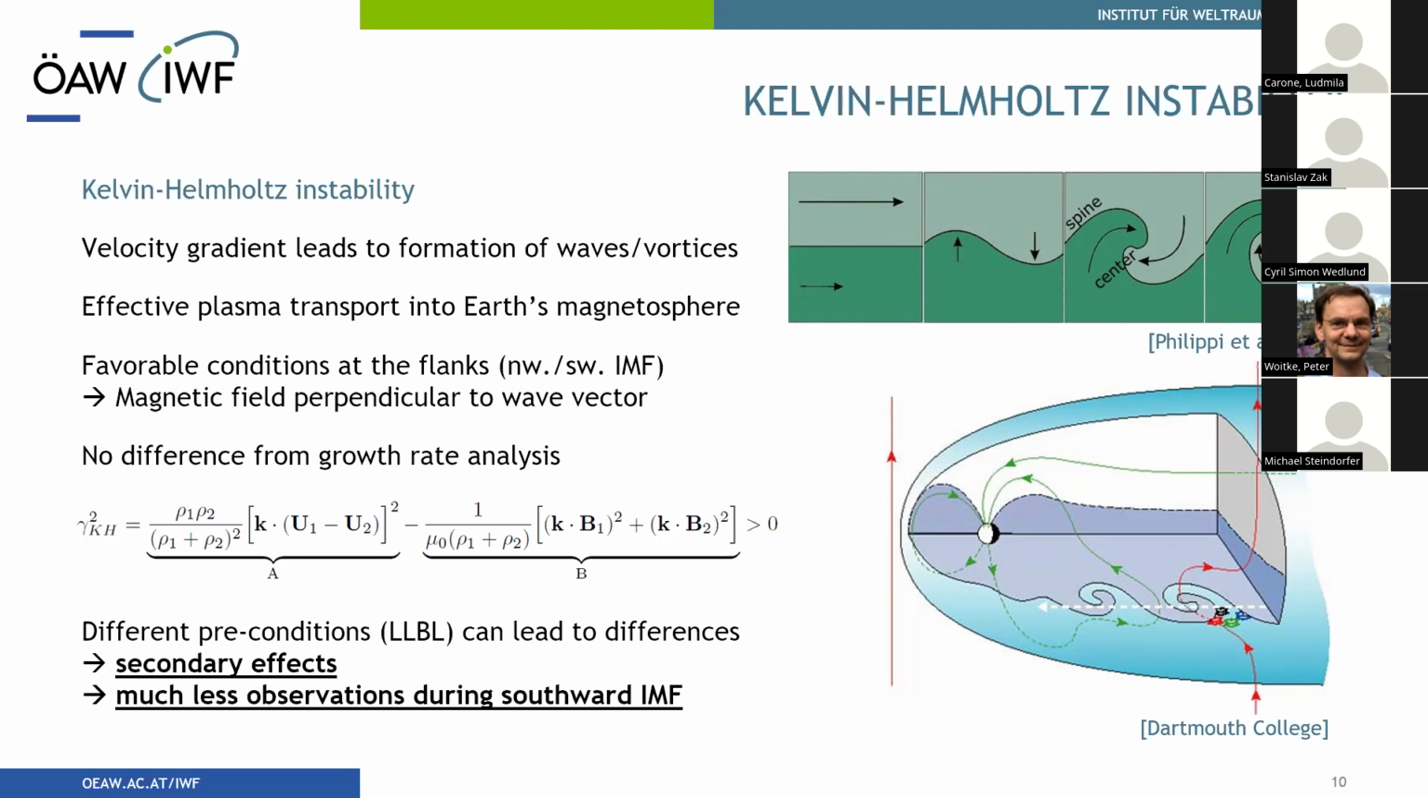However, in data, we see very strong differences. And that's exactly the topic of my PhD, understanding why during southward IMF it's so hard to see these structures in data. And the reason is that you have different preconditions of the magnetopause, as I told you before. There are two different reconnection processes happening. They would influence the whole system differently. They have different conditions for the growth.